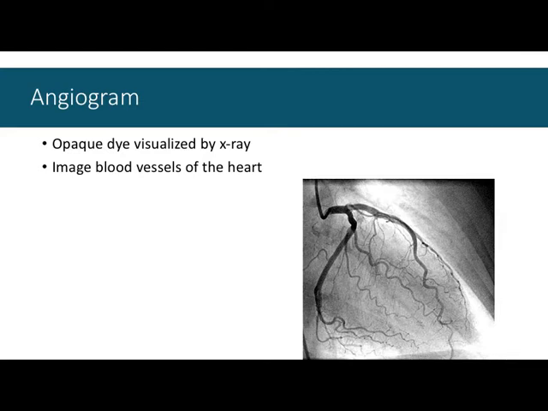So we can visualize static images by X-ray. We can use a fluoroscope to measure this in real time, so you can see the beating of the heart and flow in the arteries and how the arteries move as the heart beats. And I'll show you a video of that. But it allows us to see a blockage. We can actually see a blockage.